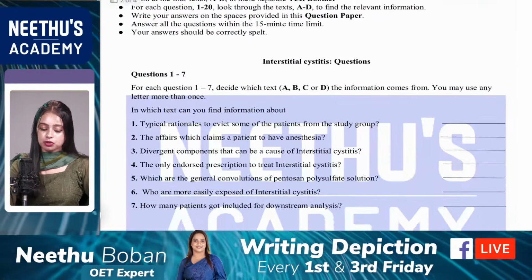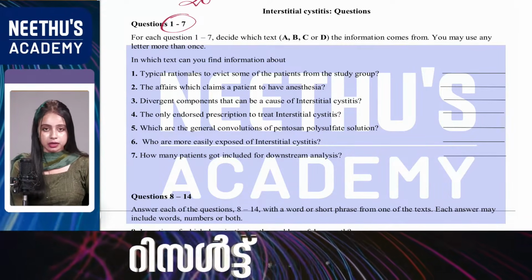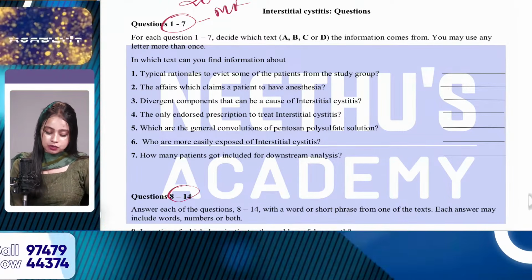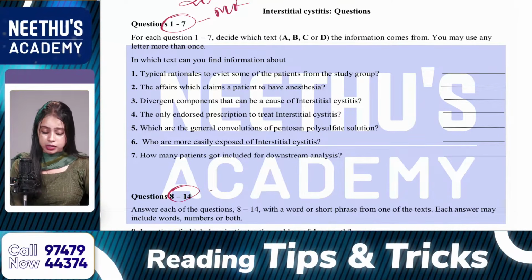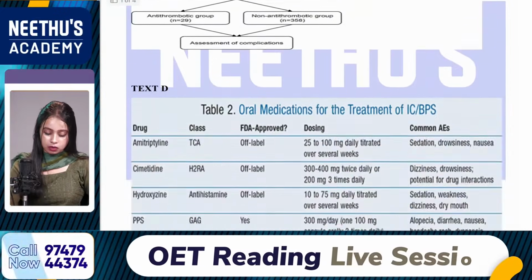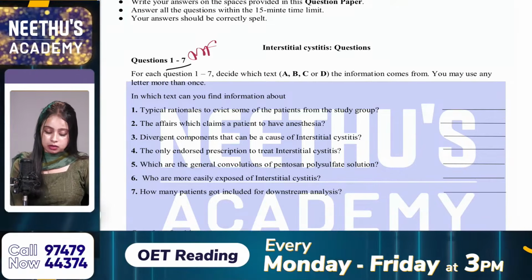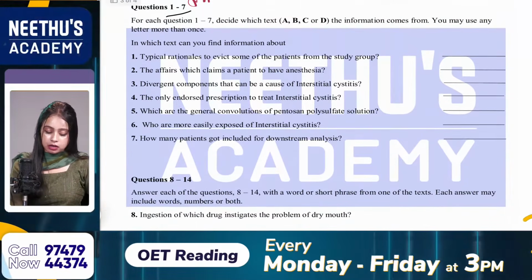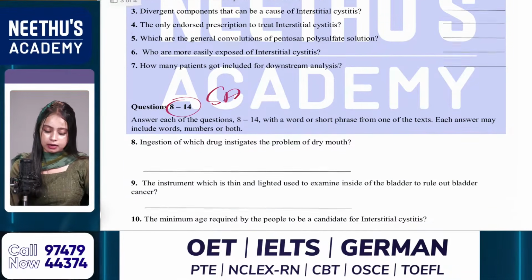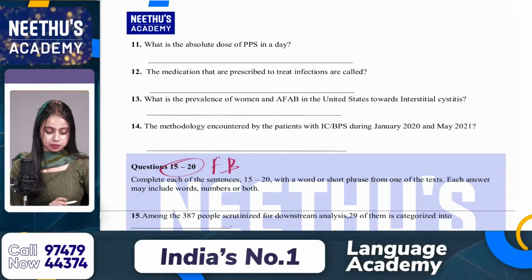So now we are moving to the first question. You already know we have a total of 20 questions. Questions 1 to 7 are match the following. Then 8 to 14 are short answer questions. And 15 to 20 are fill in the blanks.